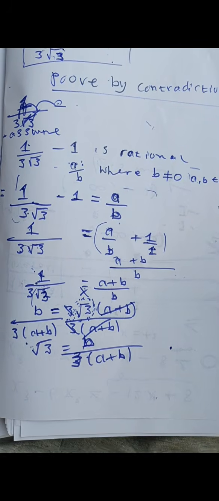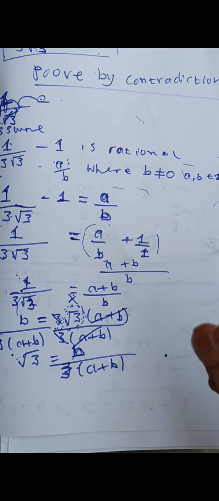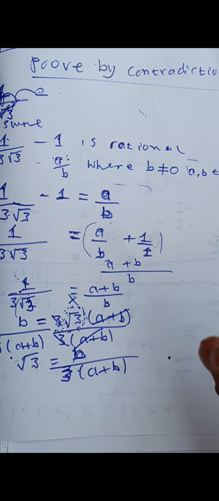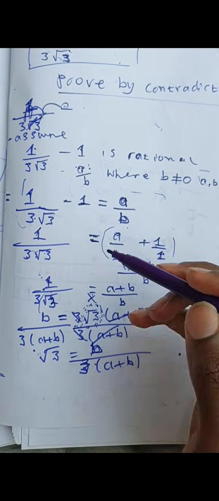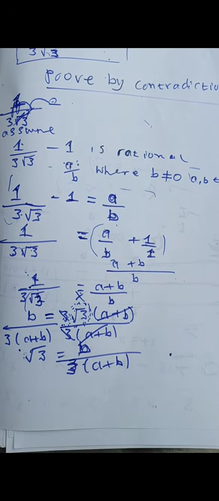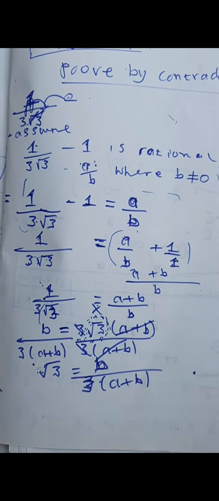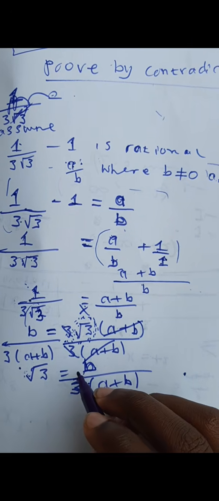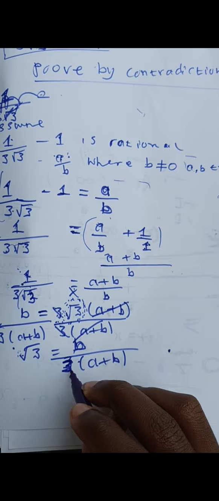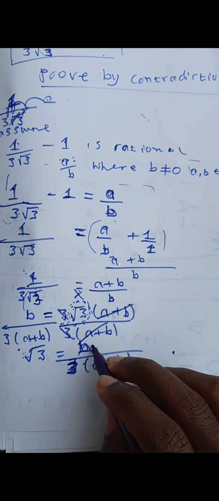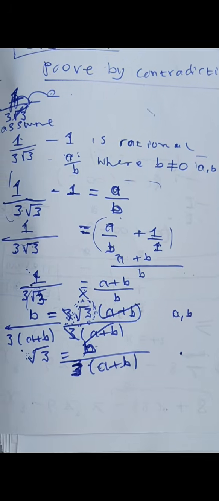So now, if you've been following, they wanted us to show that this is irrational. So where we've reached here, we are having square root of 3 being equated to b over 3a plus b. So a and b can be any integers. Maybe it can be 1.